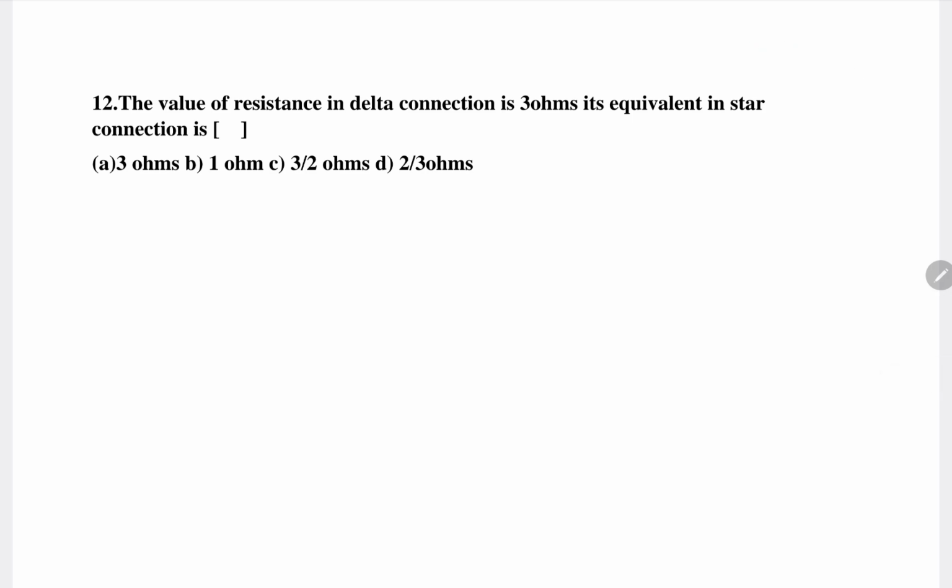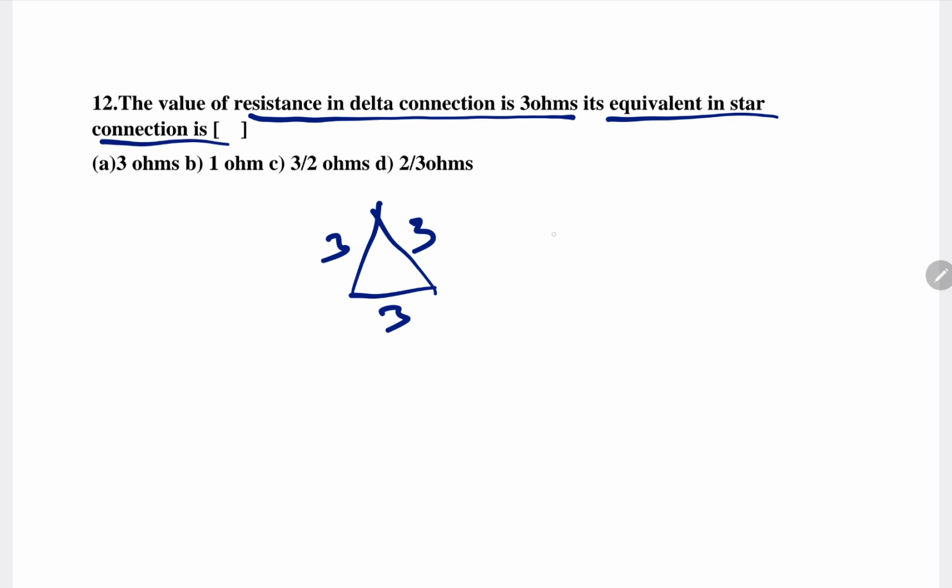Next question. The value of resistance in delta connection is 3 ohms. So each resistance value is 3 ohms. In the equivalent star connection, it becomes 3 by 3. So the answer is 1 ohm.